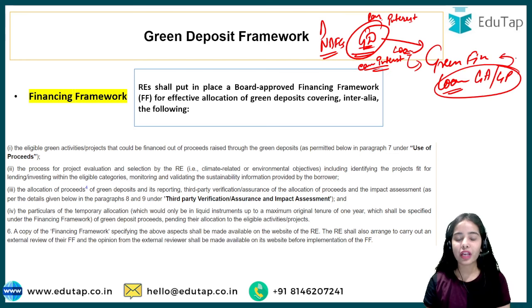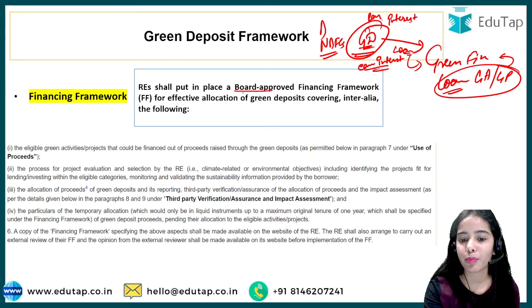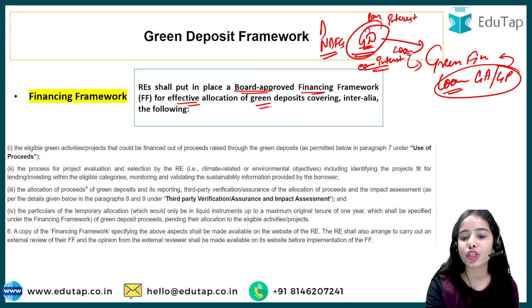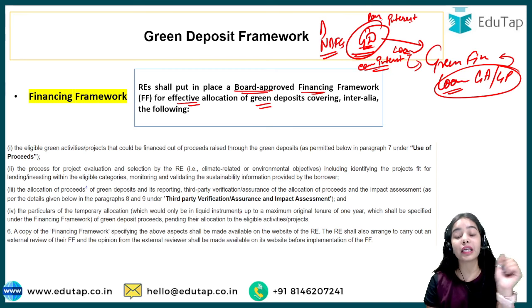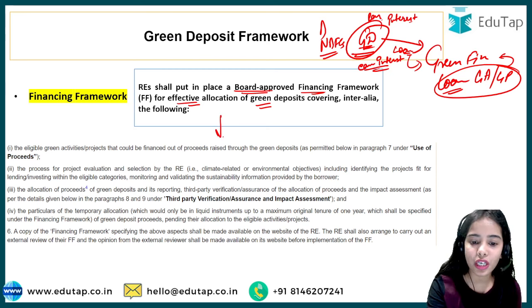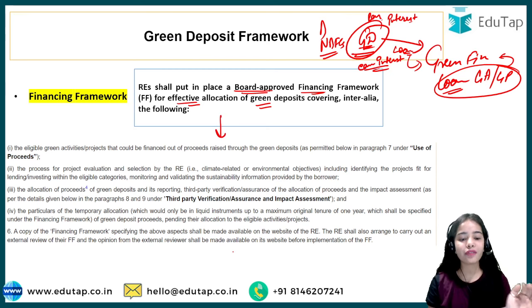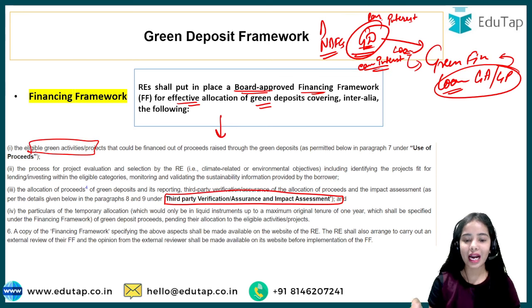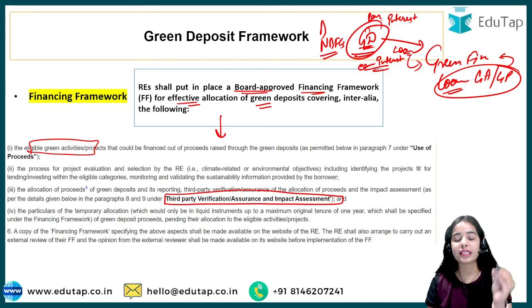So financing framework should be placed, the board approved financing framework should be placed for effective allocation of the green deposits and for seeing that the green deposits are actually going for the green financing or not. So it should cover all the following details. Okay, that we will understand in the coming slides after we understand the important terminology. Okay, so that we will see, and after that we will understand these following criterias. But you need to understand, for the financing framework there should be board approved policy.